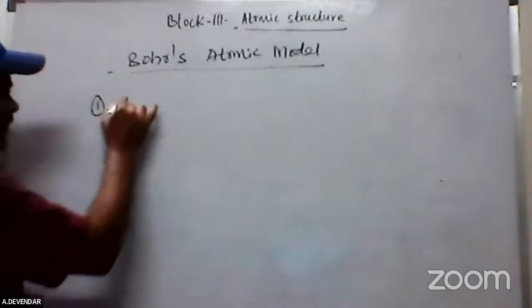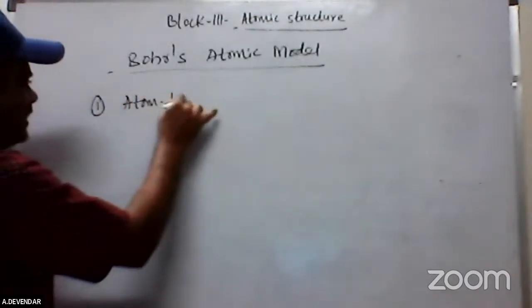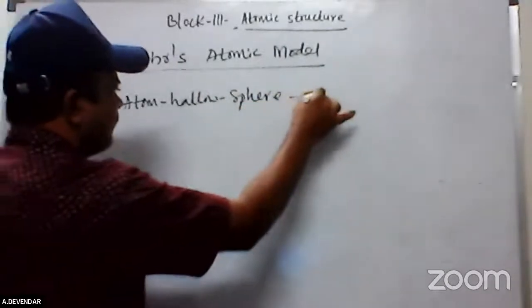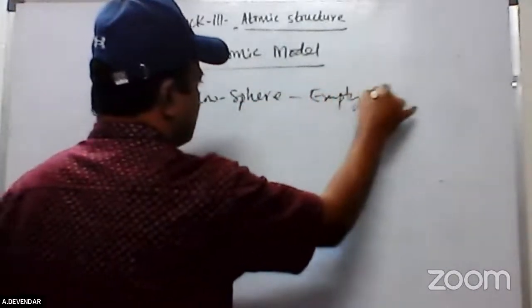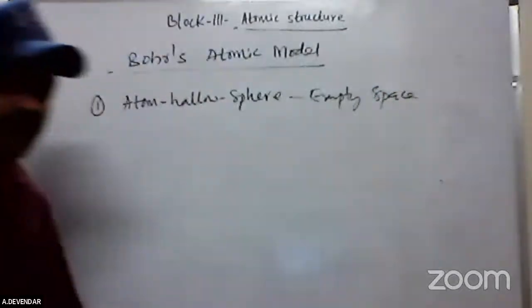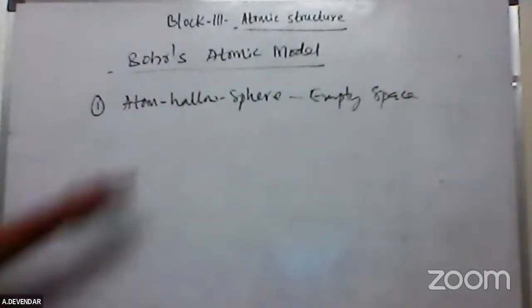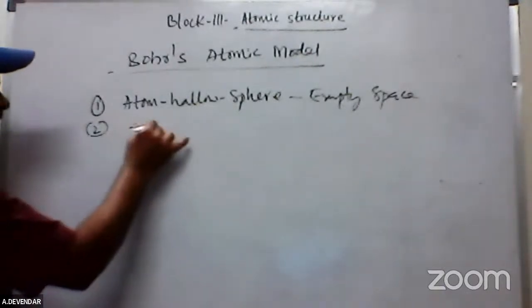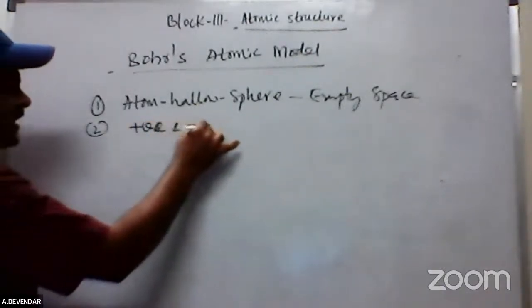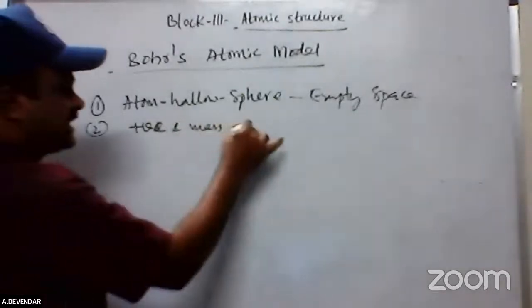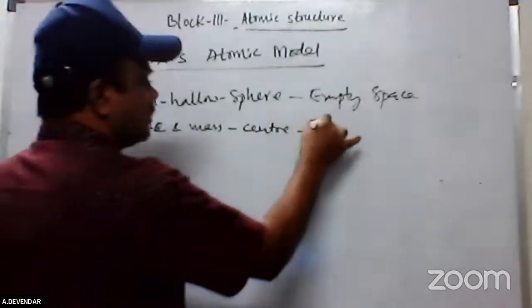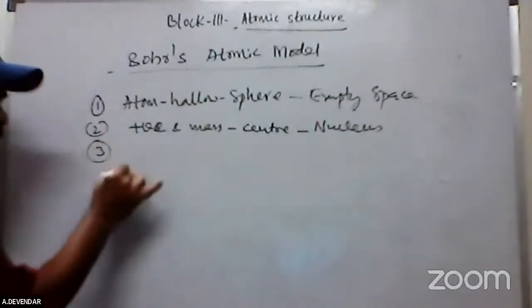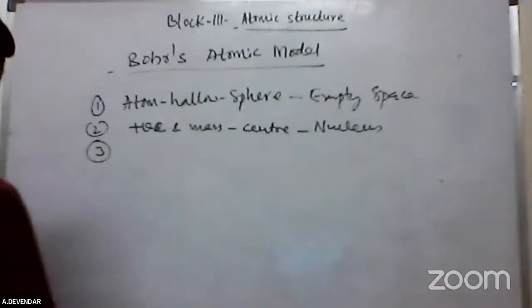The first point is from the Rutherford atomic model only: the atom is a sphere and most of it is empty space. I'm just writing the keywords only here. The atom is a sphere, empty space is present, and positive charge and mass are concentrated at the center. This center is called the nucleus. This is Rutherford only. Third, around the nucleus, the electron is revolving.